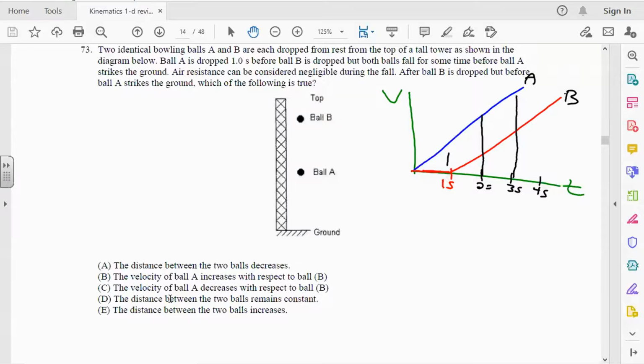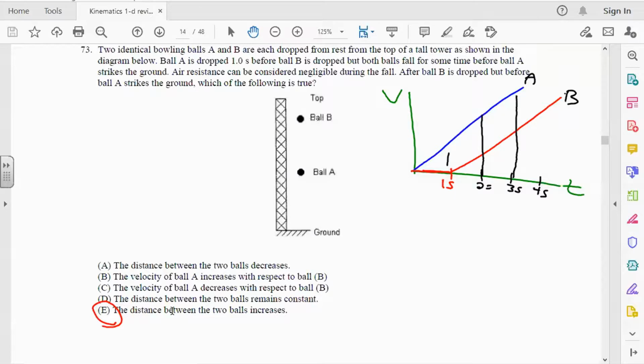The distance between the two balls remains constant. Well, we just proved with the area that the area of A is increasing faster than B's, so that means the distance for A is going to get increasingly larger than B's. And the distance increases between the two, so that means my answer choice is E, sorry.